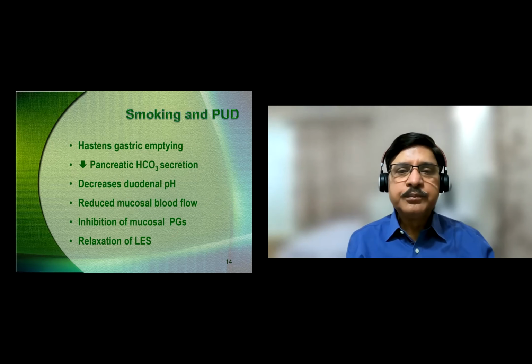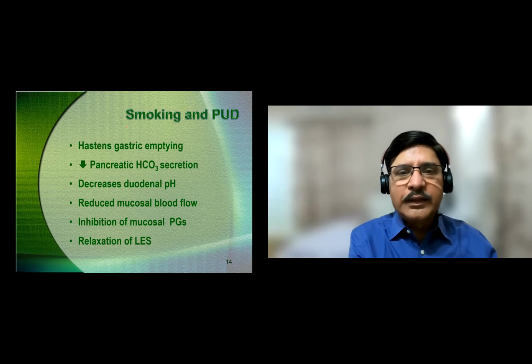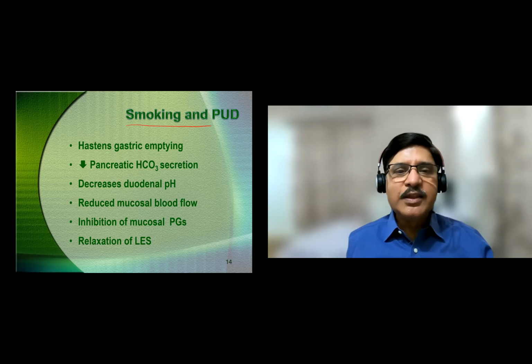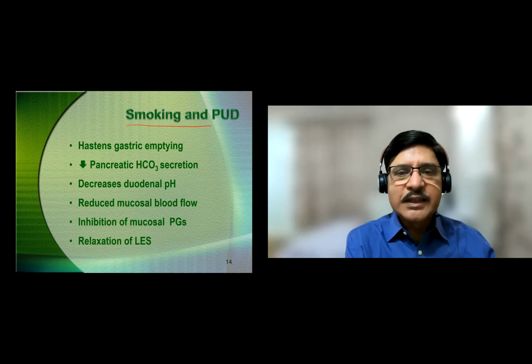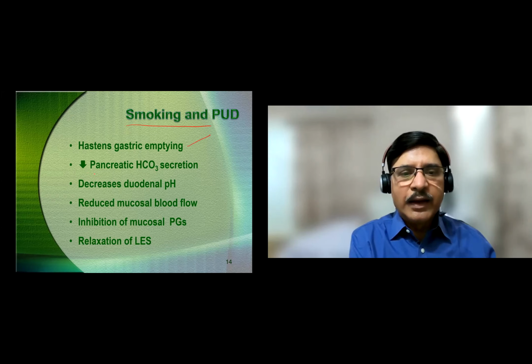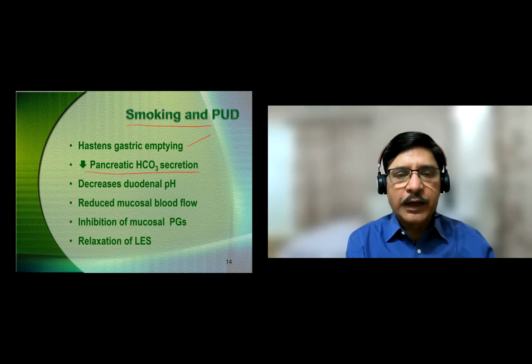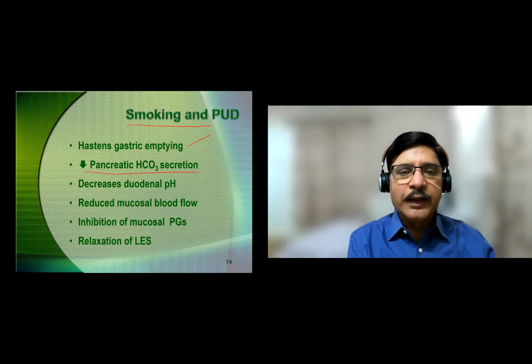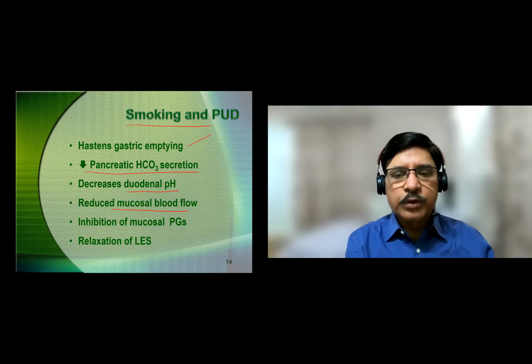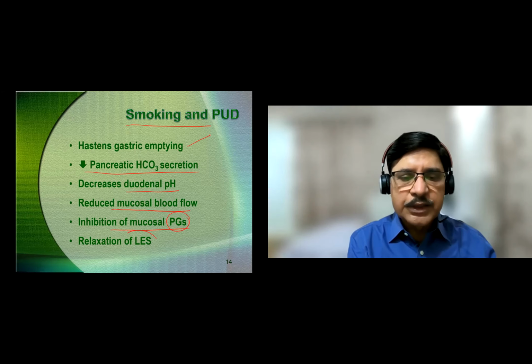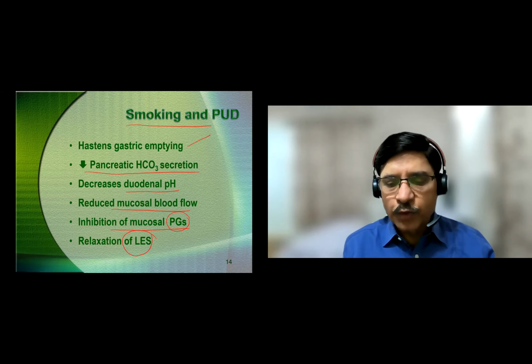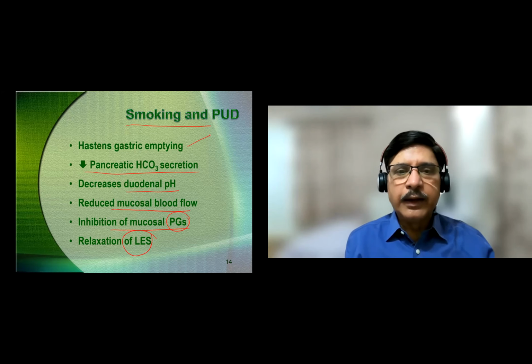Okay. Remember, one thing that can make a big difference is smoking. How does smoking cause dyspepsia? It hastens gastric emptying and decreases the pancreatic bicarbonate. That means the alkali is less, acid is not neutralized, it decreases the duodenal pH, reduces the mucosal blood flow, inhibits the mucosal prostaglandins, and causes relaxation of the lower esophageal sphincter. That we will see a little later.